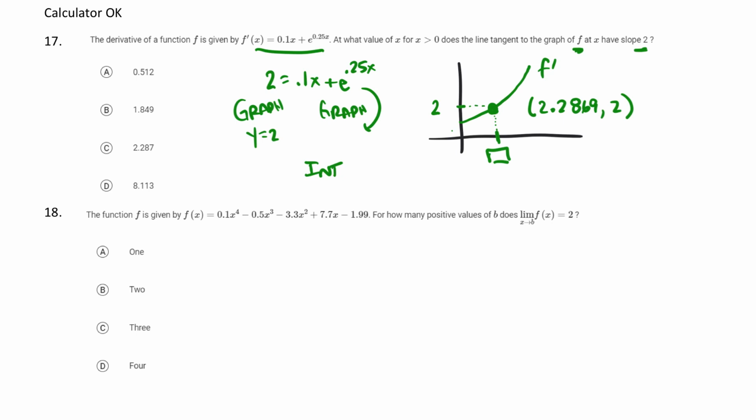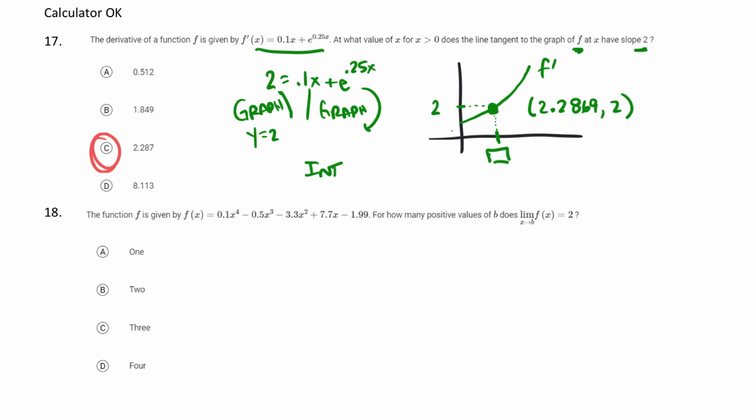So you're graphing the left side here and you're graphing the right side. Find the intersection point with your calculator by using that second calculate intersect feature, and you end up with 2.2869, which is this answer right there. All right, so pause if you had to do it by graphing each side. All right, moving on to the next one.